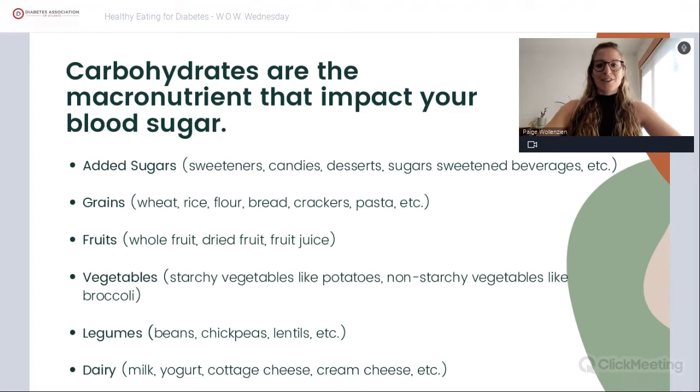And after that presentation, we know that carbohydrates are the macronutrient that are going to impact our blood sugars. So when we are talking about carbohydrates, if you ever read food labels, what we're really focusing on is that total carbohydrate number. But then again, not all foods that contain carbohydrates have a food label to refer to. So I'm going to go into the different types of foods that do contain carbohydrates.